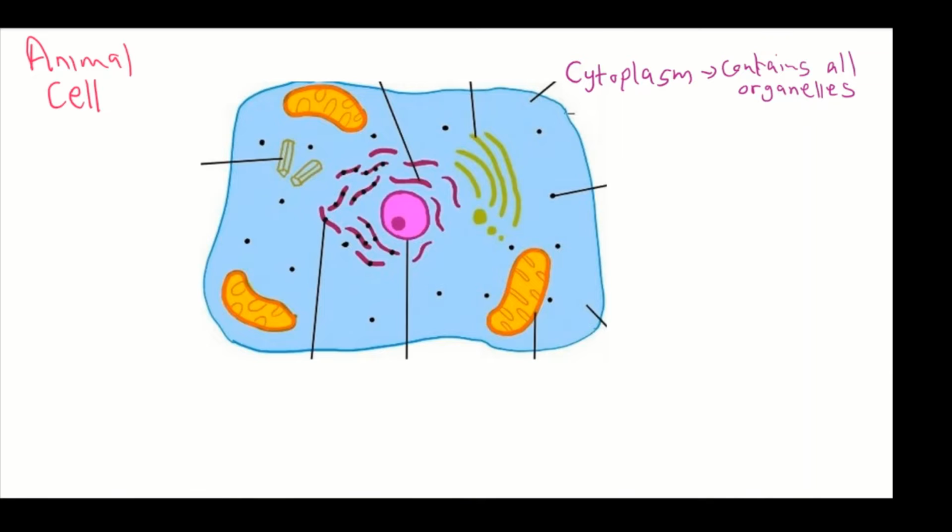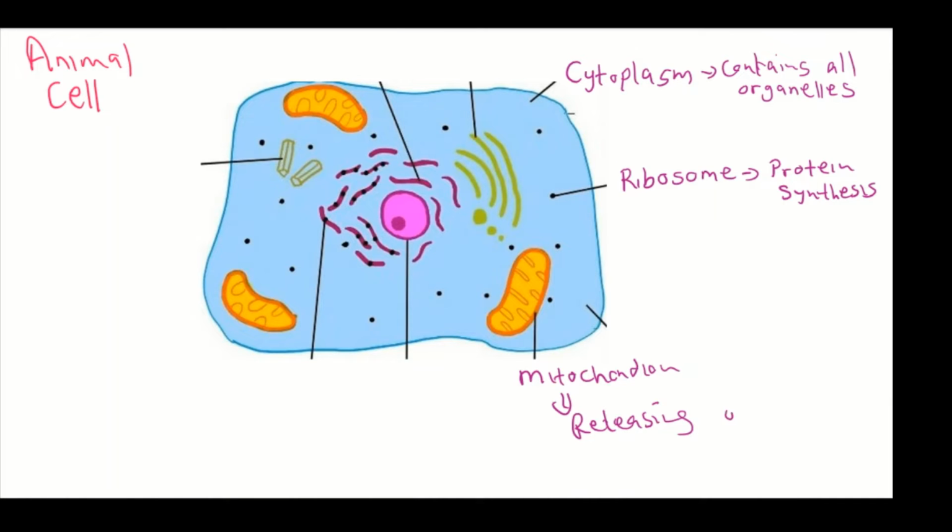Then we have what we call a ribosome, which is important in the process of protein synthesis. Then we have what we call a mitochondrion that is important in releasing energy.